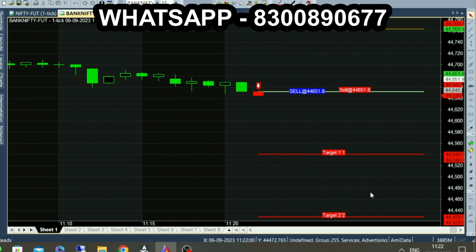Sell at 44,651. That is our entry point line. Below it are our 100-point first target and 200-point second target lines. The line above is the stop loss line.